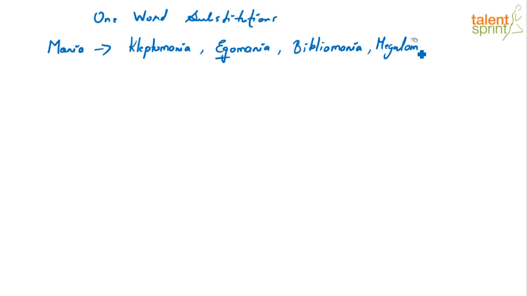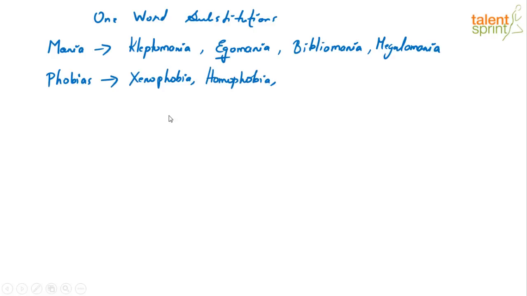Megalomania. So I want you to break down words based on suffixes. Phobias. All the phobias. Categorize all the phobias that you know. Xenophobia. Homophobia. Gynophobia. Mysophobia. Right? All the phobias.